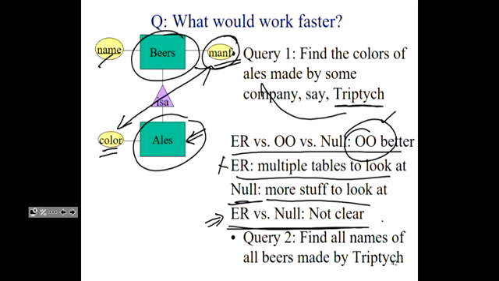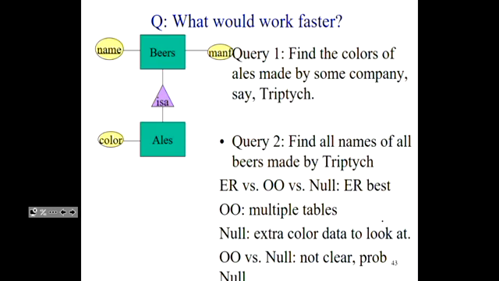Any questions? Okay. So for the second query, as we discussed, the ER approach was the best because we simply needed to look at this one relation which contains information about all beers and their manufacturers, right? So that's the relation to look at in the ER case.